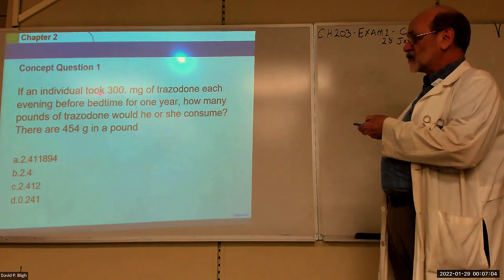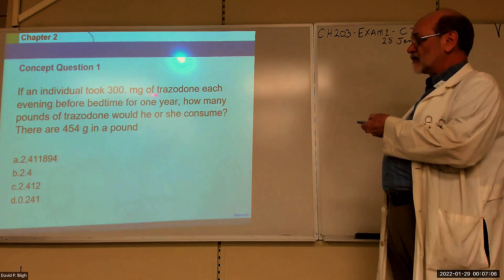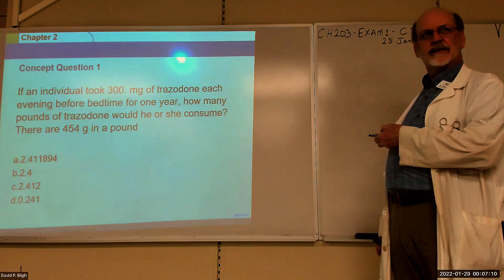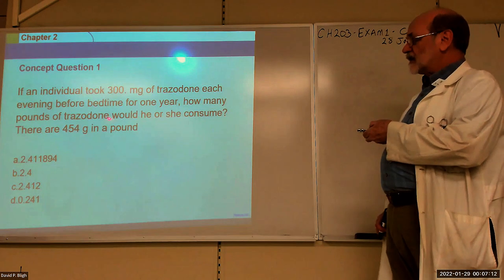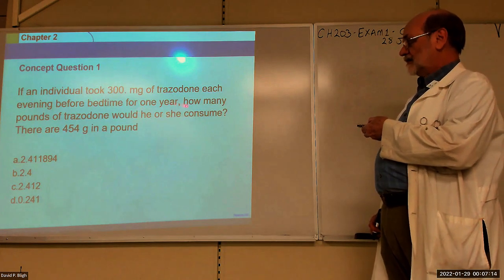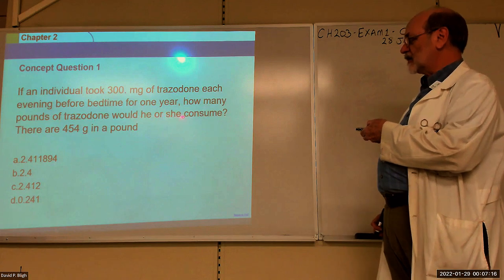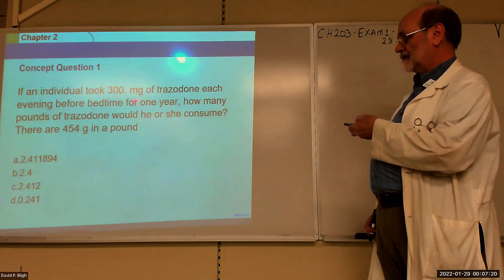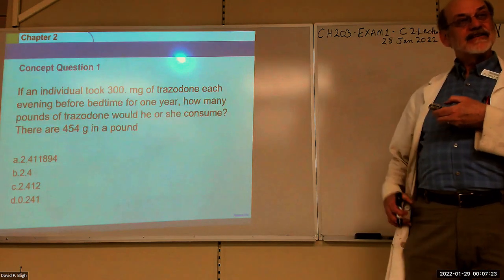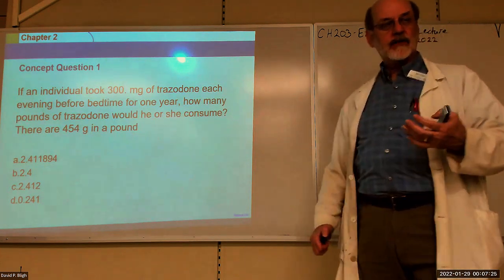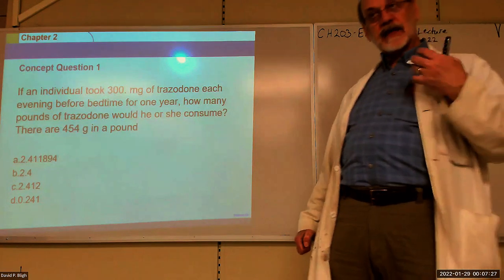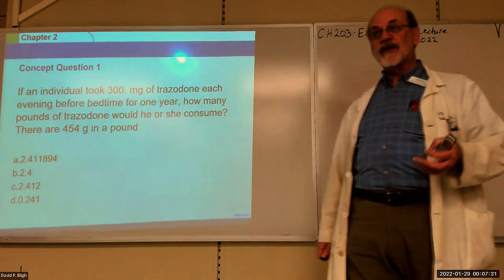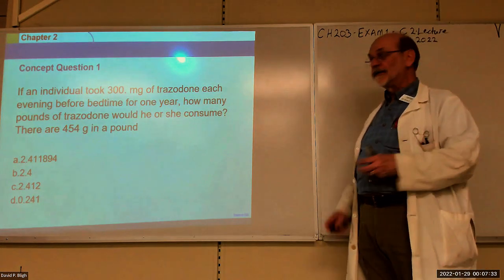So let's say an individual took 300 milligrams of trazodone. I think he was up to 400 at one time, 450. Each evening before bedtime for 1 year, how many pounds of trazodone would he or she consume in 1 year? Okay, so this is a unit conversion problem, and many chemistry problems can be solved simply by unit conversion, as long as you don't violate any physical or chemical laws.